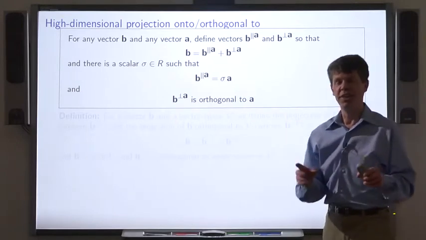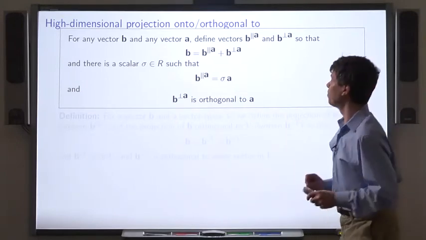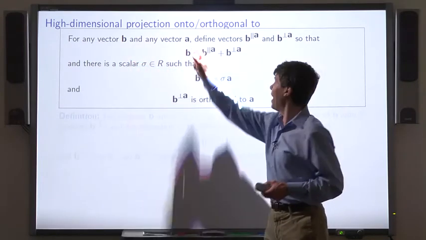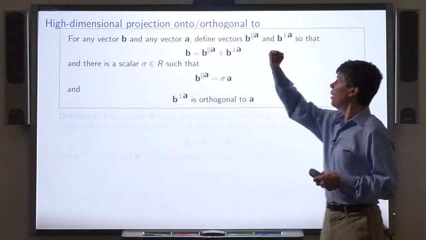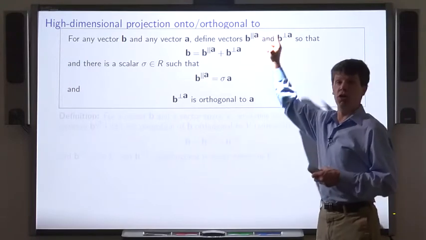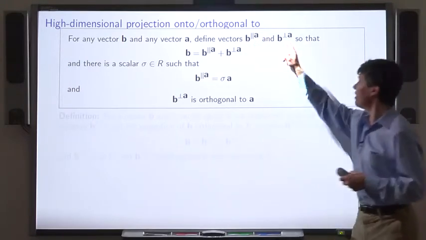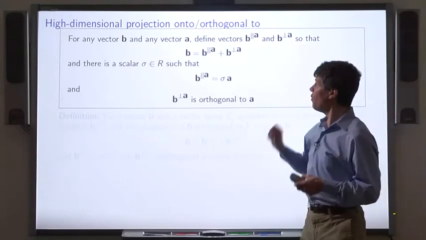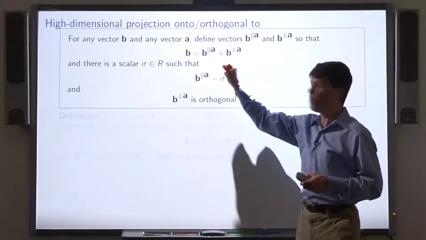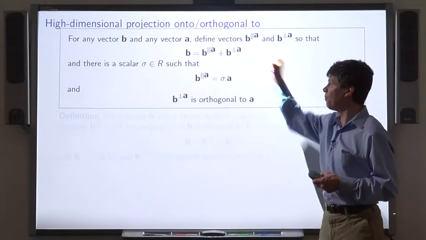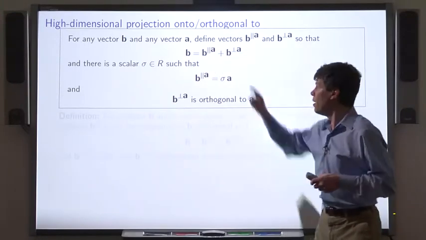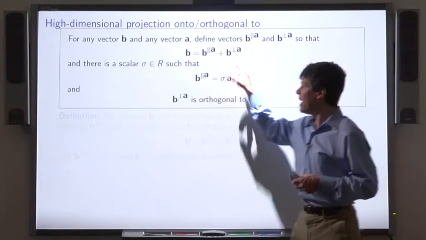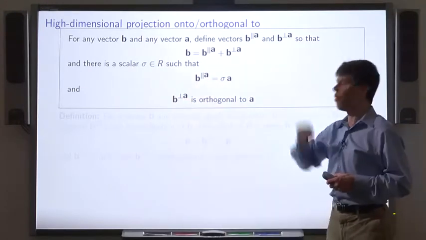Here's the definition that helped us solve the fire engine problem. For any vector b and another vector a, we defined the projection of b along a, b parallel, and the projection of b orthogonal to a, b perp, so that b is the sum of b parallel and b perpendicular, where b parallel is a scalar multiple of a, and b perpendicular is orthogonal to a.